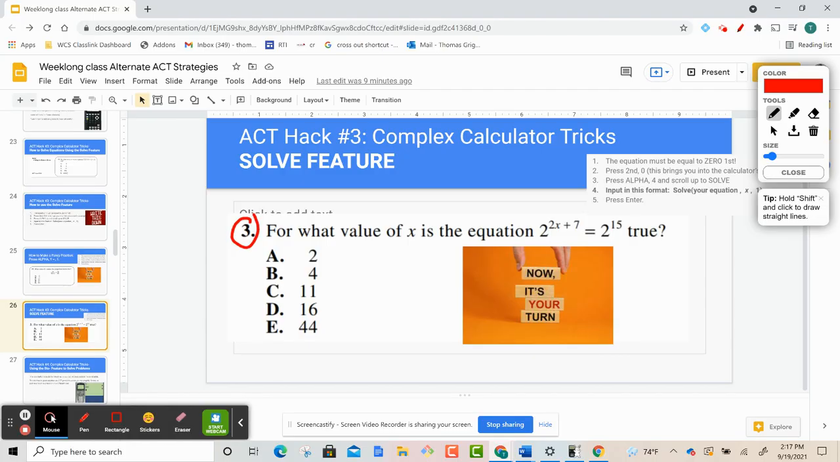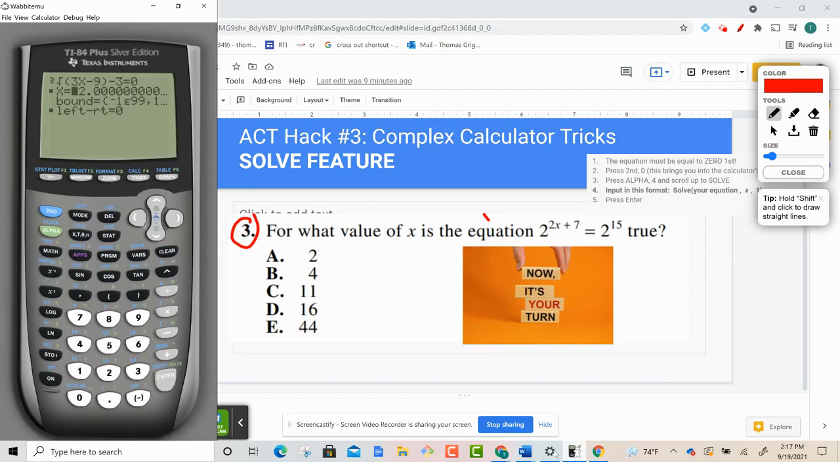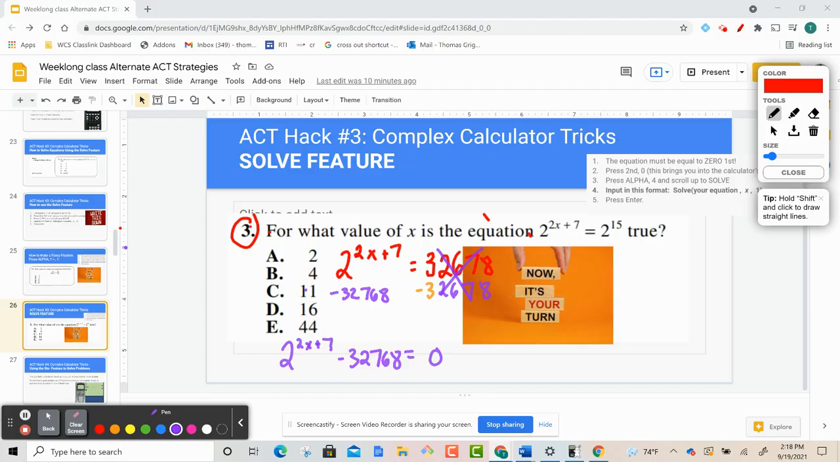So what you could do is 2 to the 15th. Let's see if the calculator can calculate 2 to the 15th for us. 2 raised to the 15th power. Yeah, 32,768. So you can subtract 32,768 from both sides. All right, so this is what the equation looks like when it's set equal to 0. I'm going to go and let you practice it and then show you what I got.